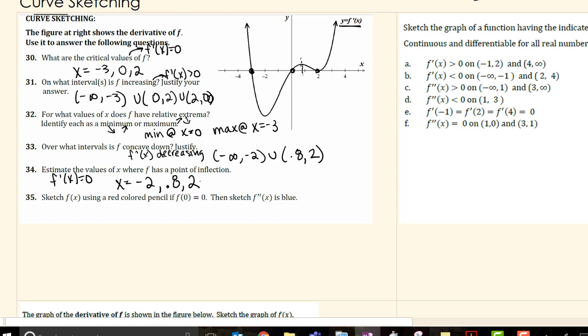Using a red colored pencil, f of 0 is 0, so we know we have to pass through that point. Whenever it gives us a point, this is something we have to make sure we're going through. We're going to sketch f of x. So we need to get our maximums and minimums first. We have a minimum at x equals 0, and we know it's going to be passing through here. And we know we have a maximum at -3. We also know that we're increasing from -infinity to -3, and then we're decreasing from 0 to 2.